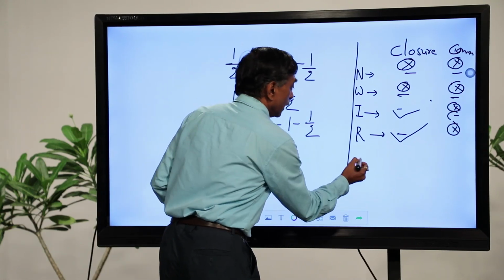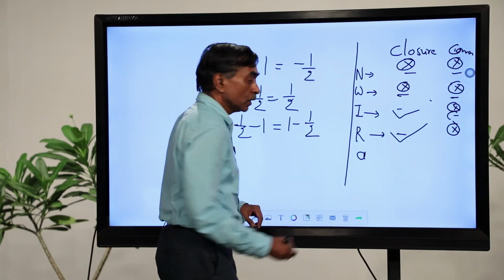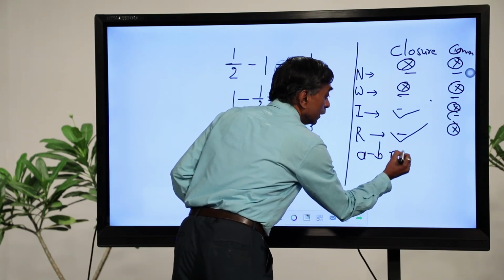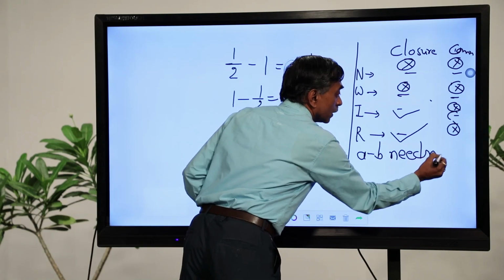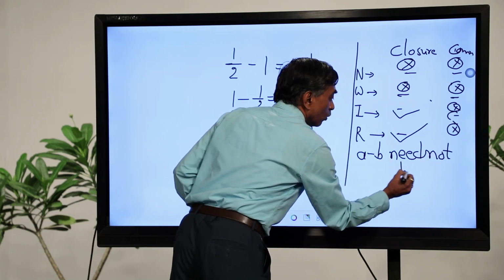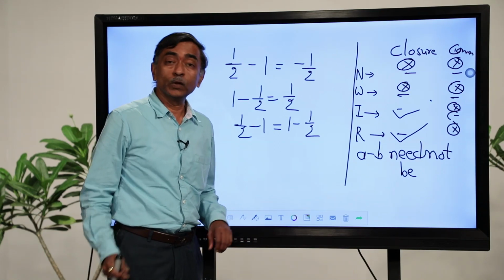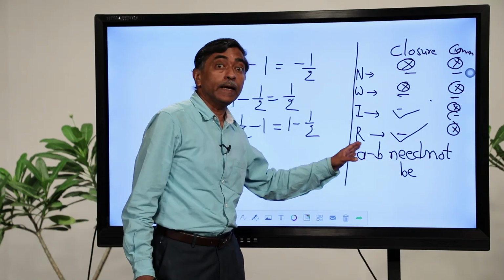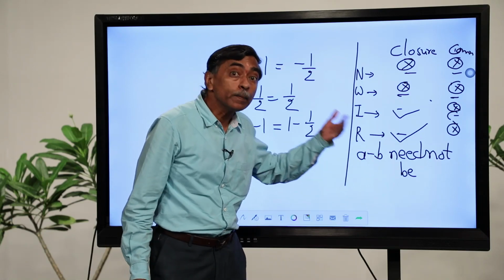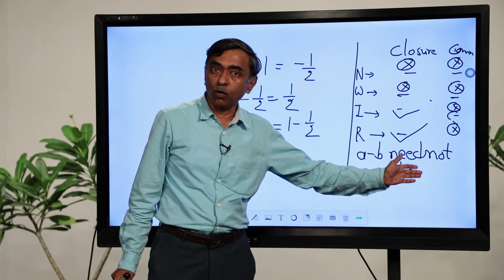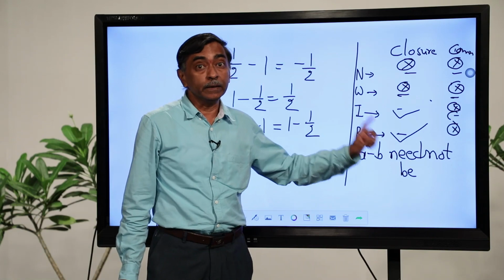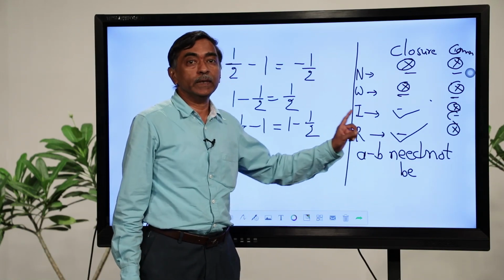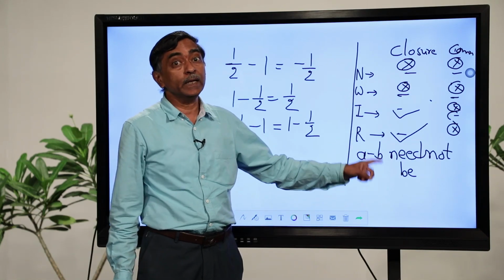So, when I say A and B are two whole numbers, then A minus B need not be, mind my words here, need not be a whole number. Similarly, if A and B are natural numbers, A minus B need not be a natural number, and so on. A minus B can be an integer if A and B are integers. A minus B can be a rational number if A and B are rational numbers.